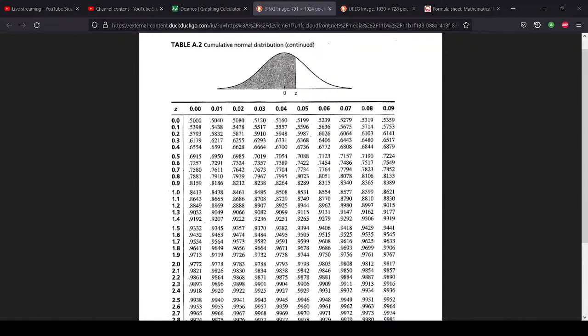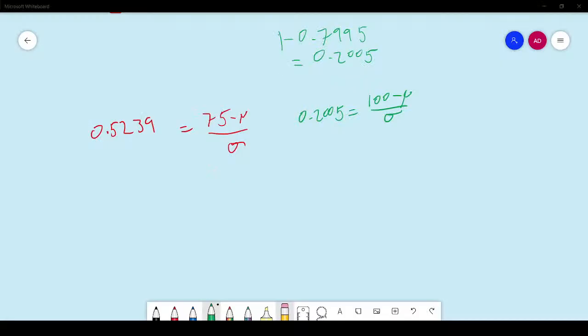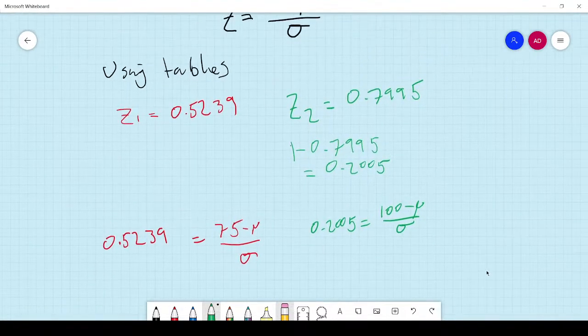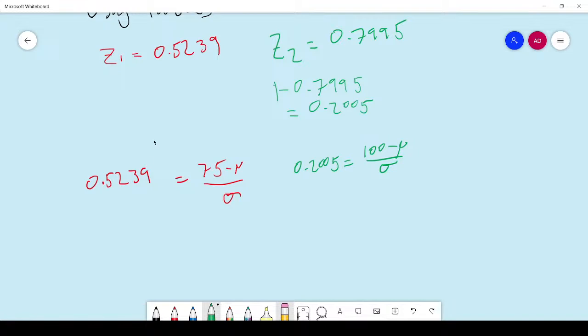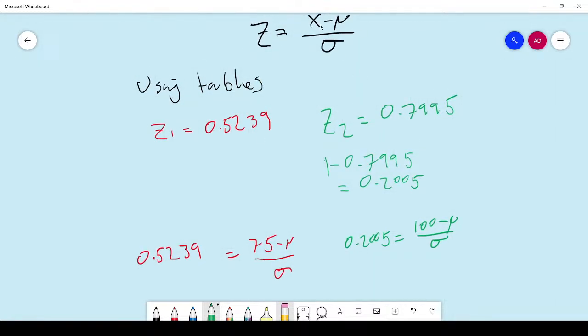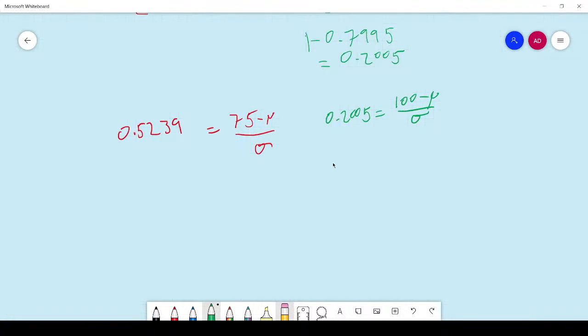So 0.5239 should be equal to x minus mu over sigma. So x is 75, minus mu is unknown, over sigma, and over here 0.2005 equals 100 minus mu over sigma. So let's let them equal each other once we've rearranged for sigma as the subject. So I made that mistake again. So Z table is 1 minus, just plugging the Z scores and x minus mu into this equation here. And we're going to make sigma the subject and solve for that.